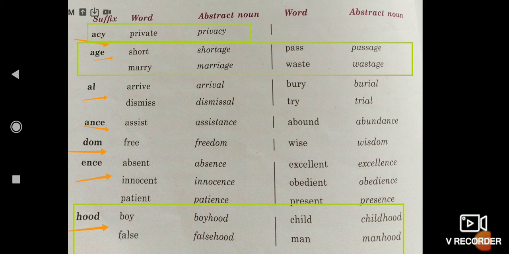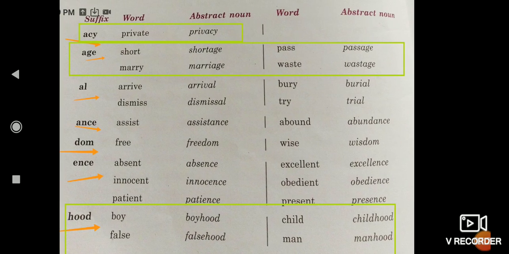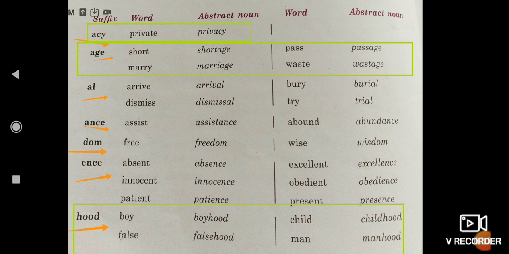Age is a suffix and the word is short, so it will become shortage. Marry plus the suffix age, we will form the abstract noun marriage. Like wastage is an abstract noun and it is formed from the root word waste and the suffix is age. Likewise, these underlined words are suffixes which we will add to the root word and that's how we will get abstract nouns. So here assist is the root word, assistance is the abstract noun. Likewise, we have to practice it well so that we will be able to frame them when required.